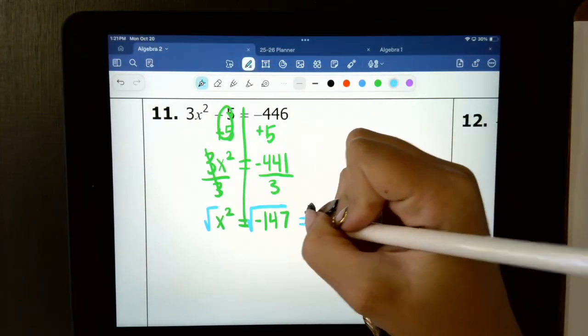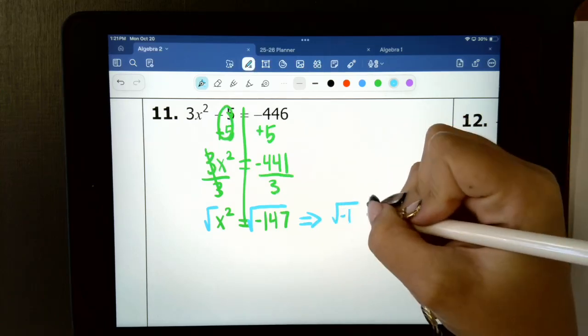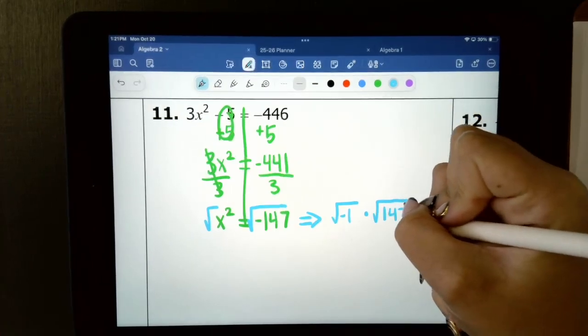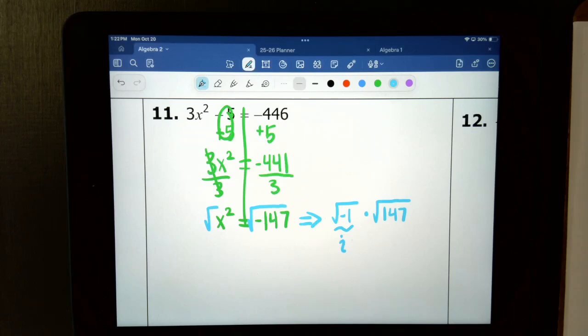So let's go ahead and lay this out. I'm going to write it this way this time. Okay, so we know this is going to equal i times the square root of 147, and does it come out to be anything? No. So let's go to our calculators.